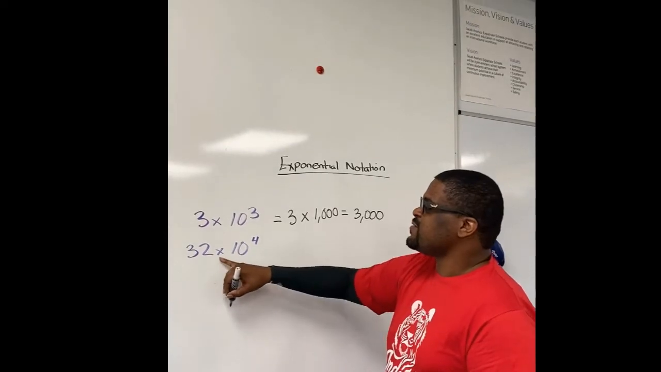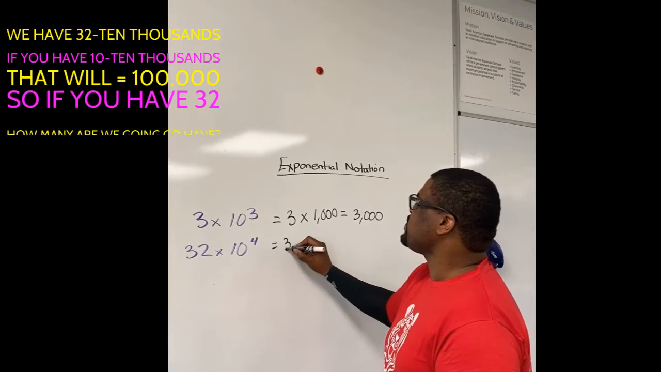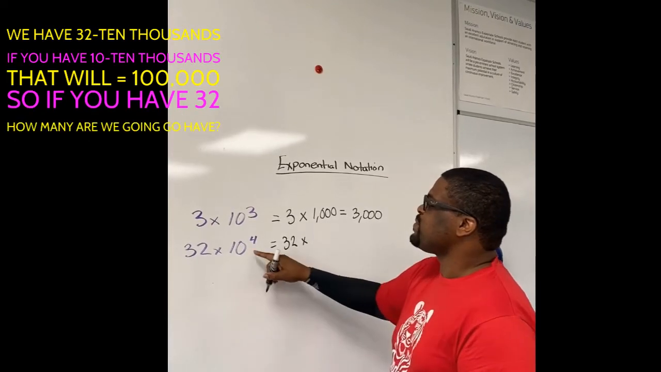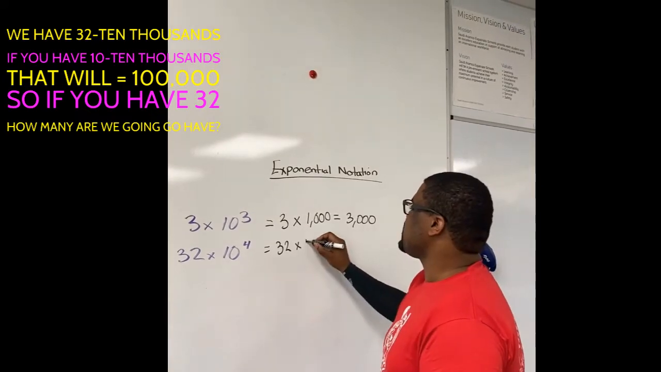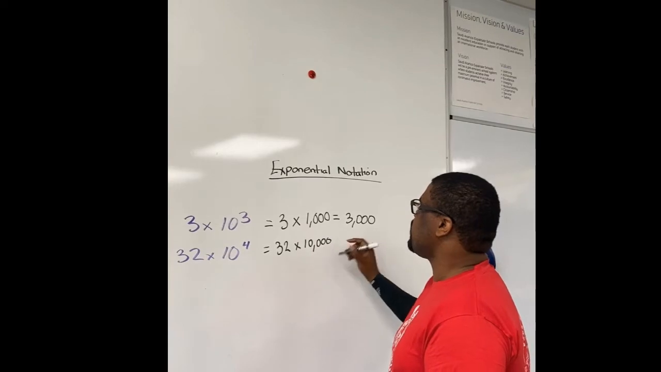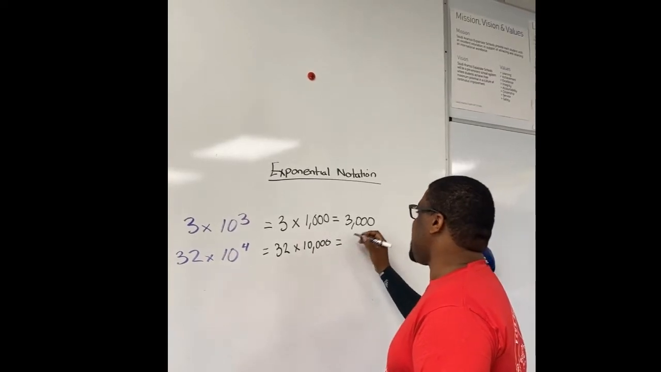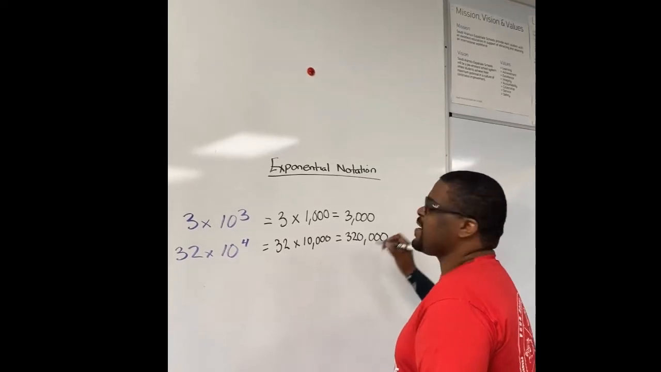Here it's the exact same concept. We have 32 times 10 to the fourth power. So we have our 32, and we're going to multiply here with our base number. It has 4 zeros, which gives us 10,000. 1, 2, 3, 4, which gives us an answer of 320,000.